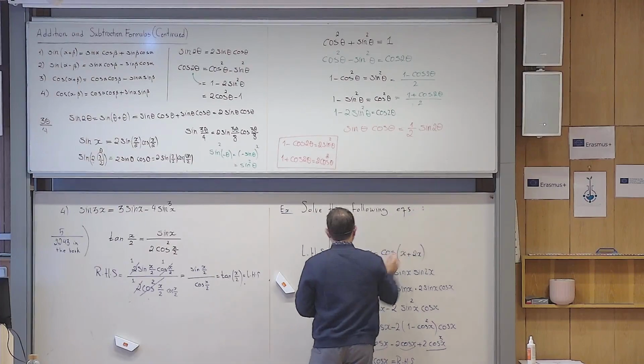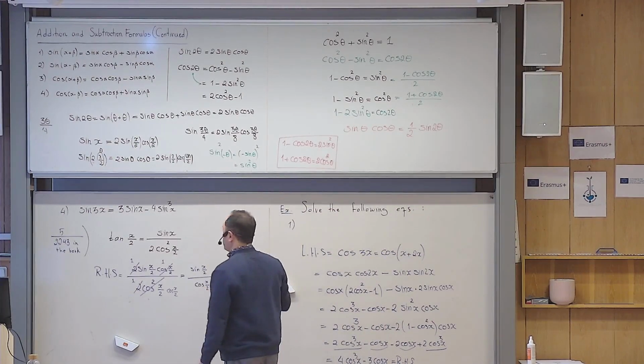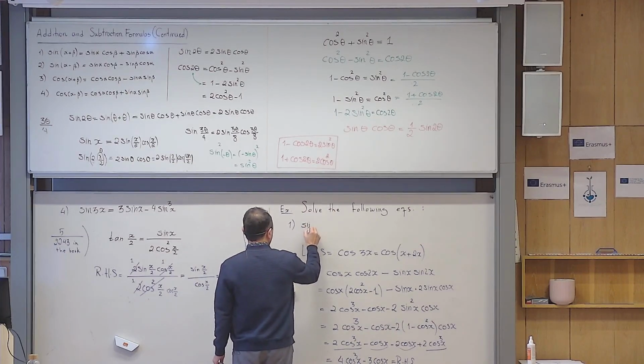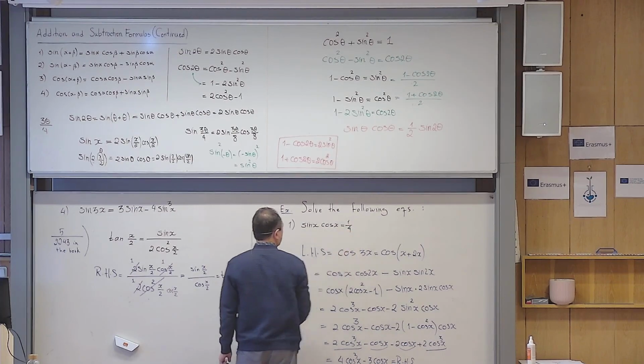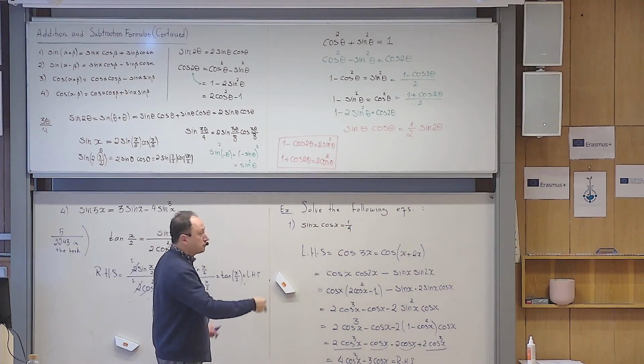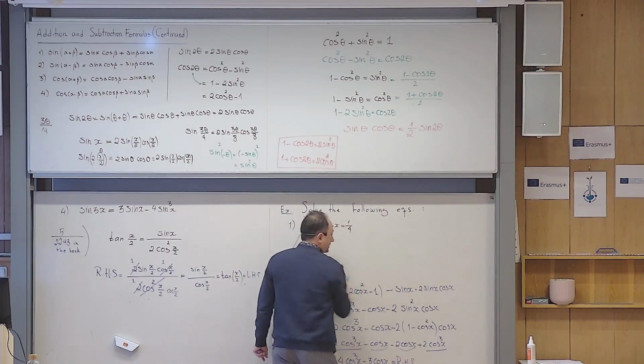Equations, yes? So number one, I will pick it exactly from the book. So that is the first question: sine x cosine x is 1/4, yes? So we want to solve, be careful, we want to find all possible values for x. This is not an identity.